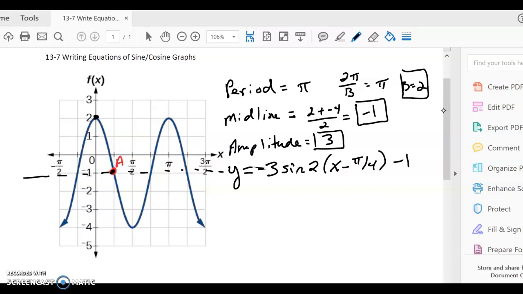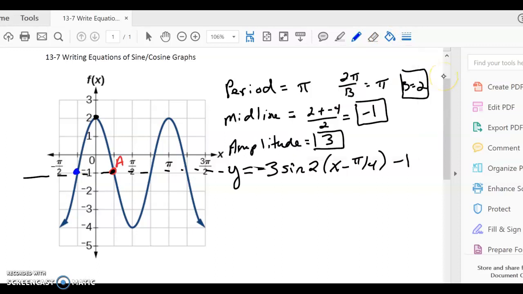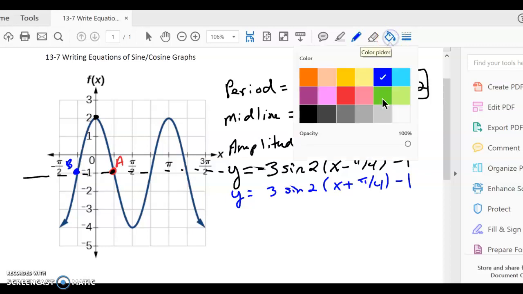Now if we wanted to do a different sine function, we could do a different starting point. And if we did a starting point, let's say back here at b, then what would change is we would have y equals 3 sine 2. Now we're shifting left, so it would be x plus pi over 4 minus 1. Notice everything's pretty much the same except for the horizontal shift and the fact that there's no negative out in front of the amplitude.